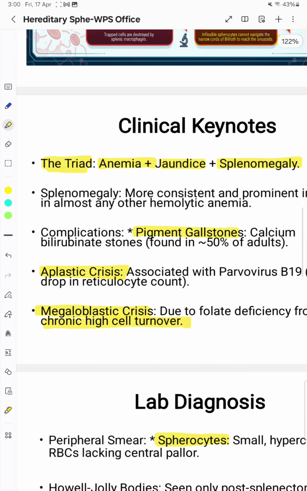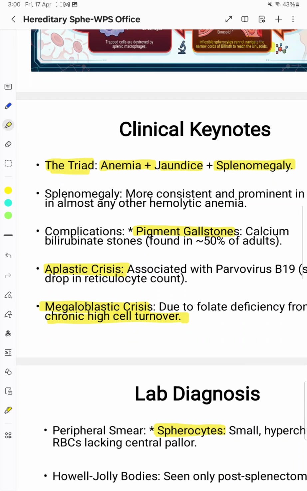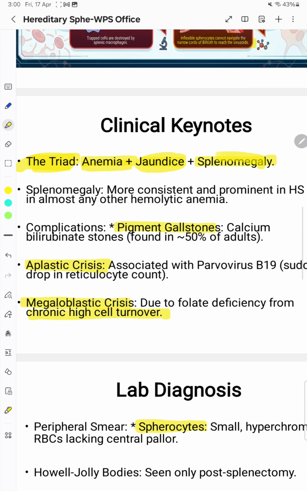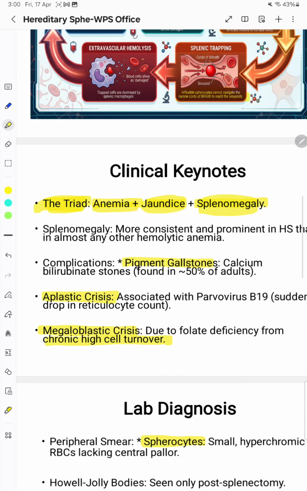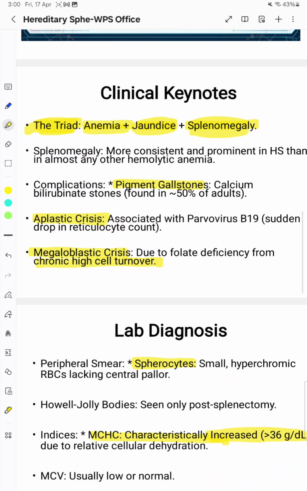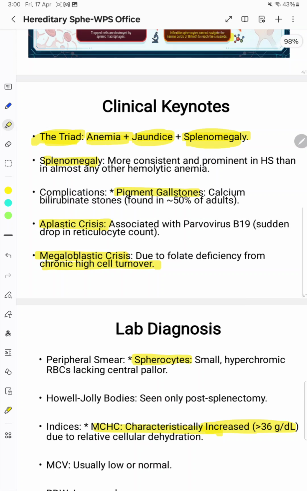What are the clinical signs, symptoms and findings seen in hereditary spherocytosis? A triad of anemia, as this is a hemolytic anemia, jaundice due to hemolysis, and splenomegaly, as we have discussed, because RBCs are trapped in the spleen and phagocytosed by the splenic macrophages. Splenomegaly is more consistent and prominent in hereditary spherocytosis than almost any other hemolytic anemia. So splenomegaly is a very consistent finding.